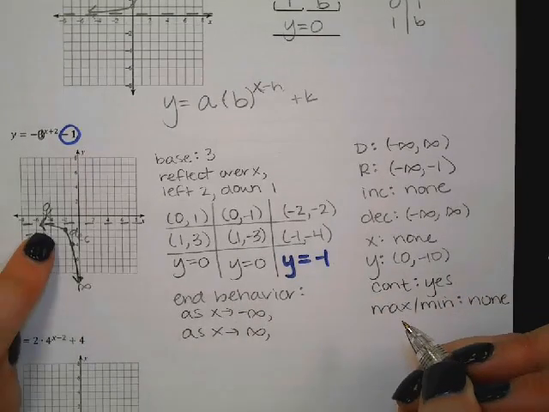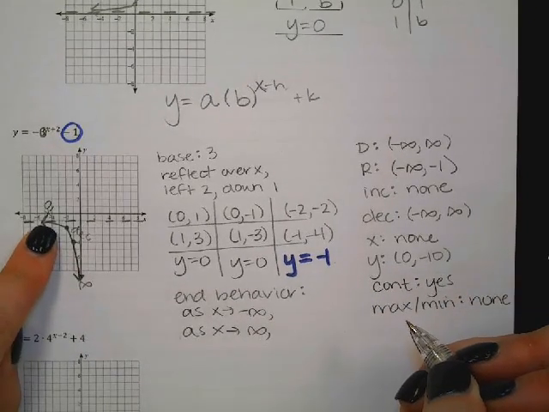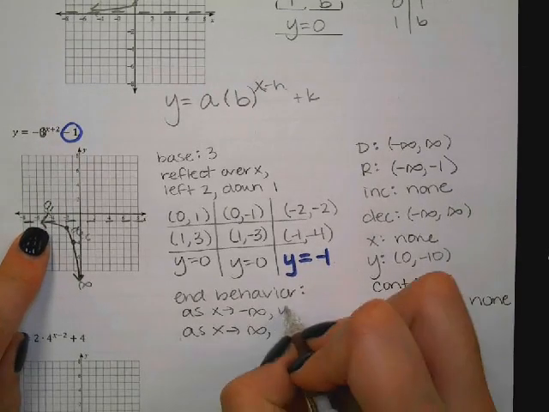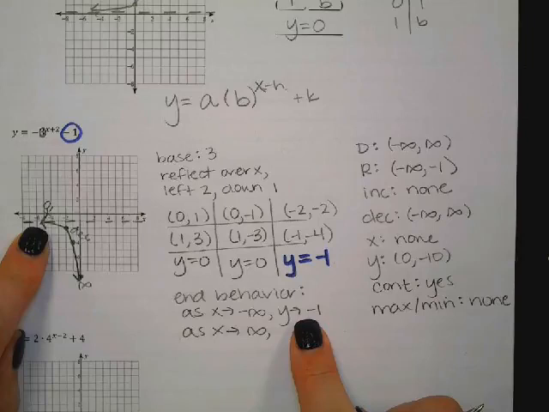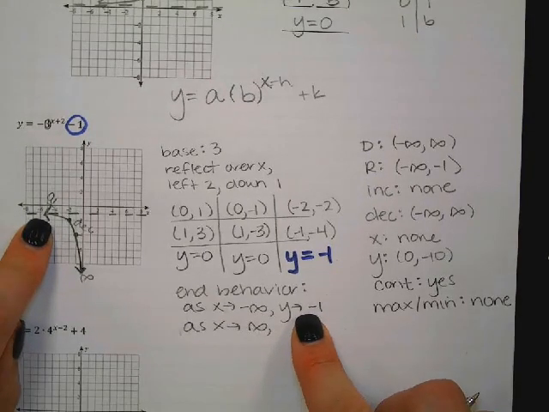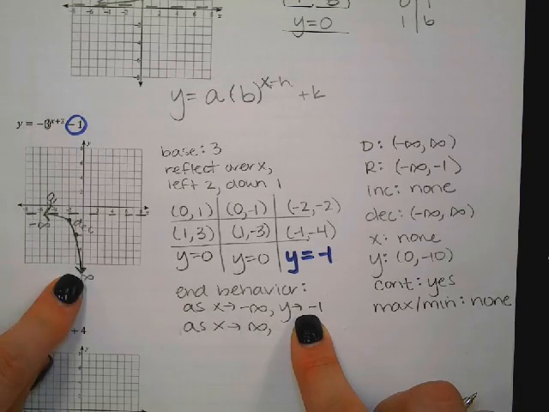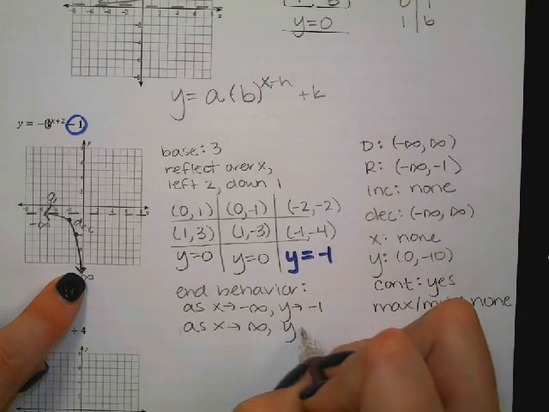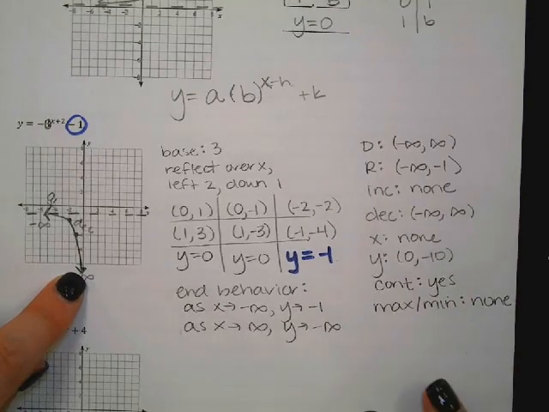So as I look to the left, I can see that that arrow does not go up forever. It gets closer and closer to that horizontal asymptote. And so the y value is getting closer and closer to -1. It's not going to hit -1, but it's going to get pretty close to it. And then as the arrow goes right forever, it is also going down. So I'm going to say y goes to -infinity.